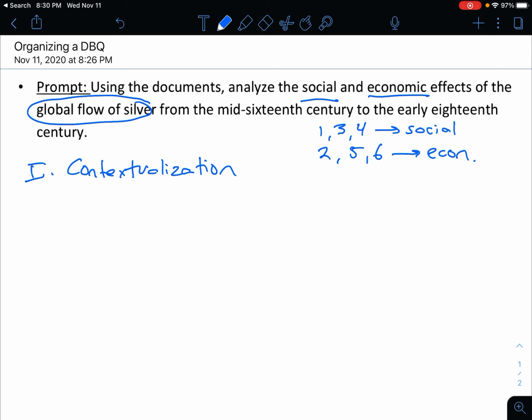Talk about maybe, again, the discovering of the Western Hemisphere by Europe, the mining of silver in the Americas, the mercantilist policies to use silver to trade and to buy from China, things like that, right? That's my contextualization. Probably, again, about 3 sentences long.